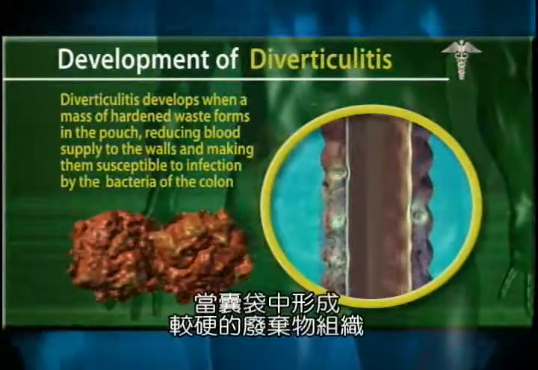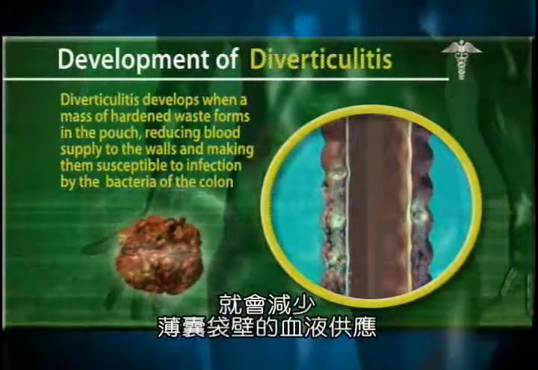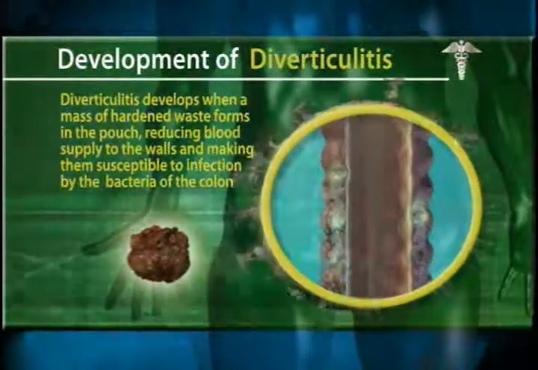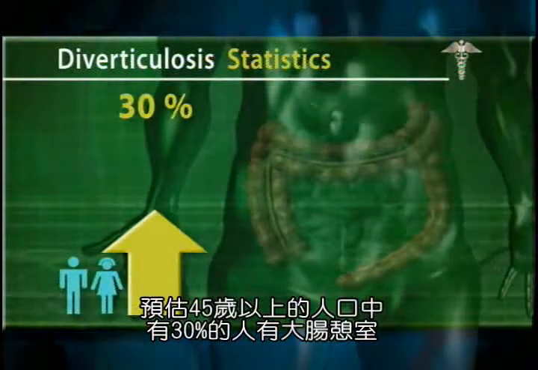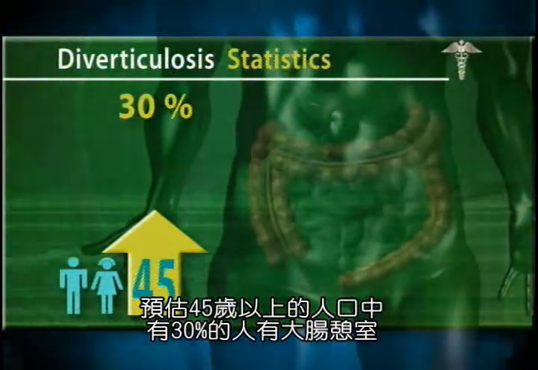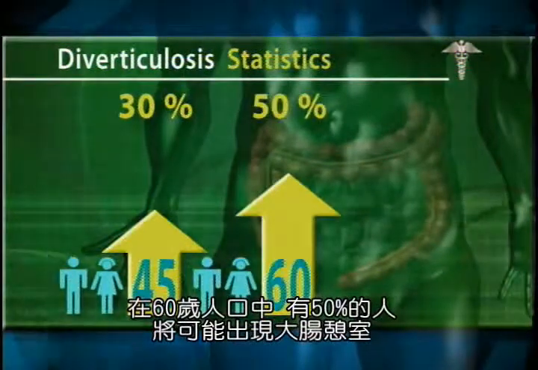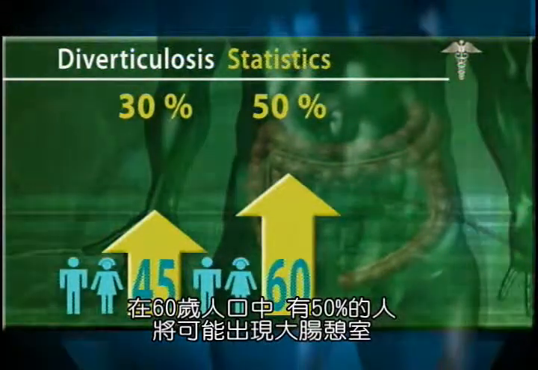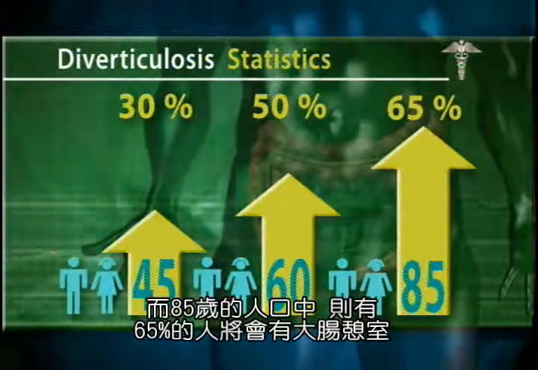Diverticulitis develops when a mass of hardened waste matter forms in the pouch and reduces the blood supply to the thin walls of the pouch, making them susceptible to infection by the bacteria of the colon. It's estimated that 30% of all people over the age of 45 have diverticulosis. At the age of 60, 50% of all people will develop this condition. And by the age of 85, 65% of all people will have diverticulosis.